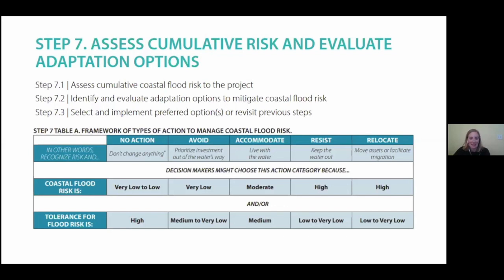Next slide, please. So step 7, table A, offers some additional guidance about what actions might make the most sense for your project based on the project's actual coastal flood risk and tolerance for flood risk.